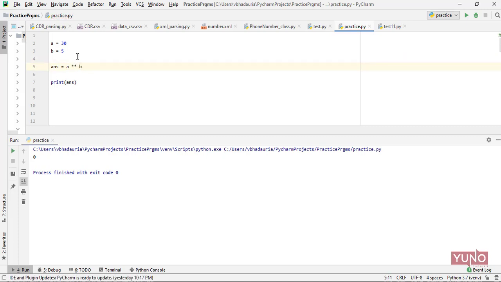Now I am talking about the double star. So what does double star mean? 3 raised to 5, or as a simple basic example, 2 raised to 4. So 2 raised to 4 means 16. So let's check it out. My answer should be 16 only.